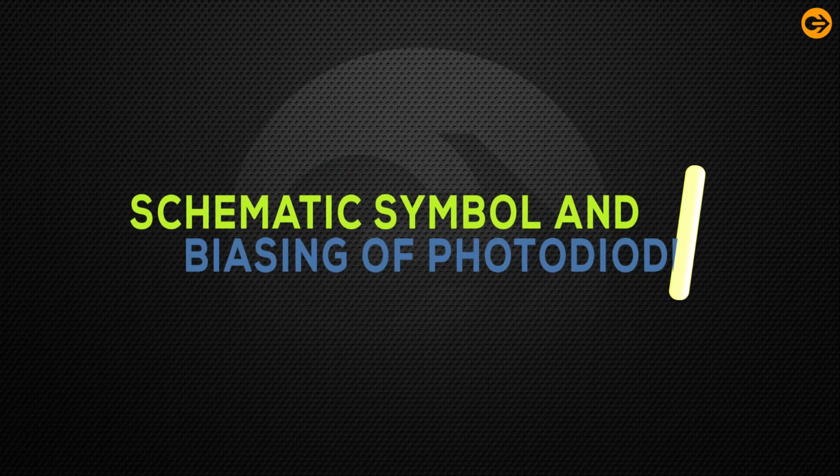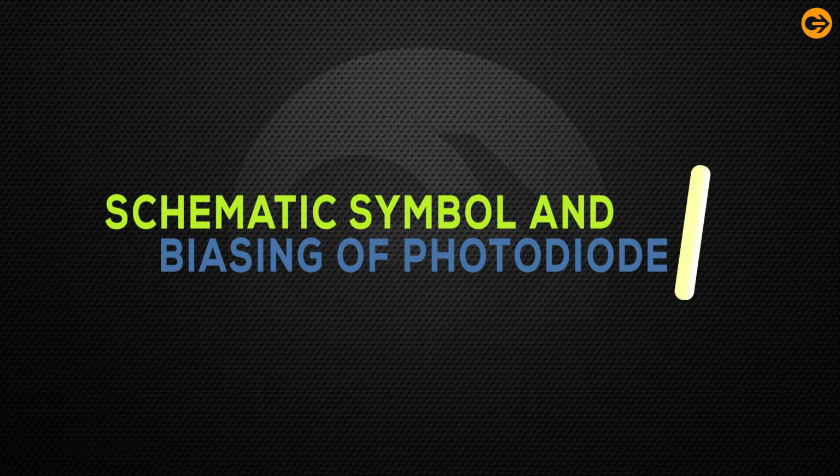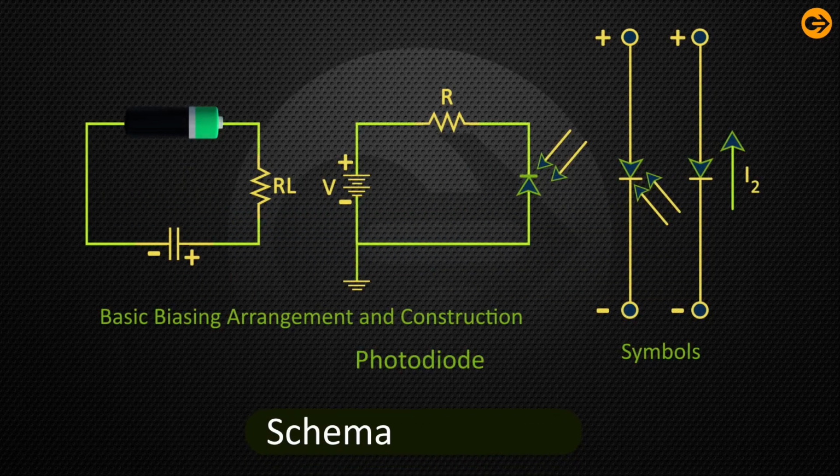Now we will talk about the schematic symbol and biasing of photodiode. The schematic symbol and the basic biasing arrangements of photodiode are displayed. The output voltage is taken from the load resistor R, which is connected in series.